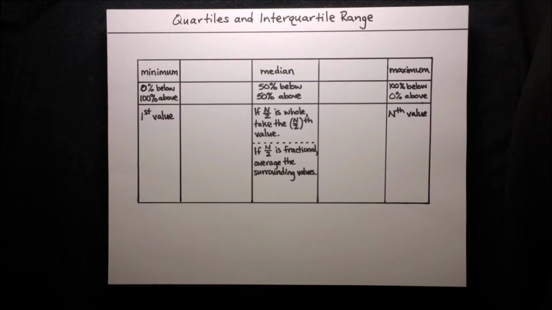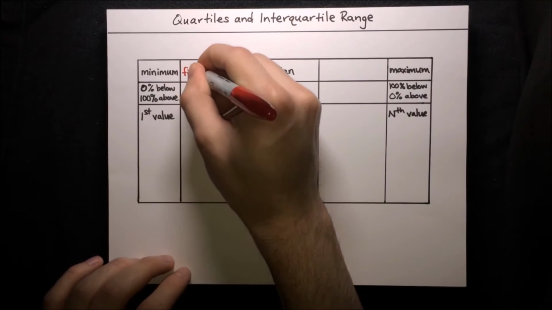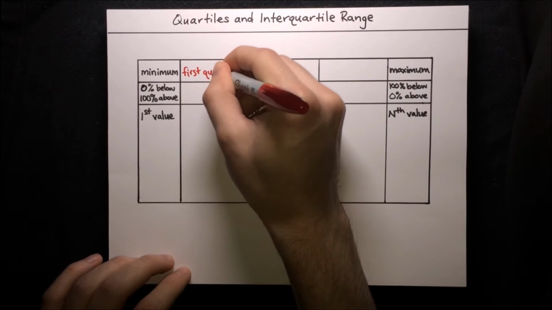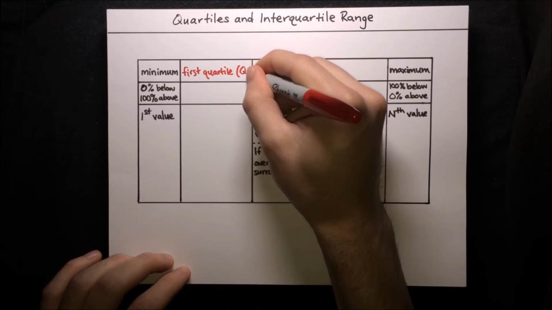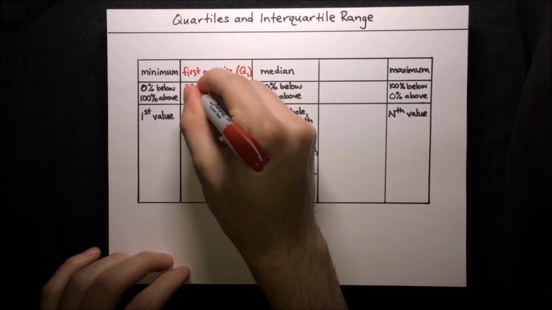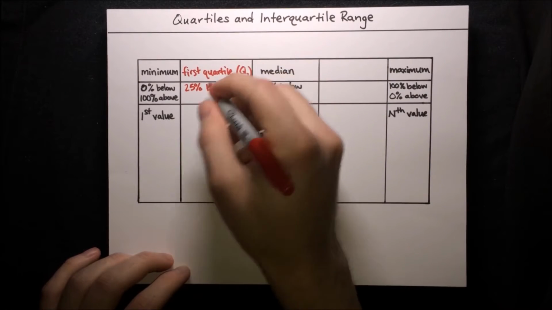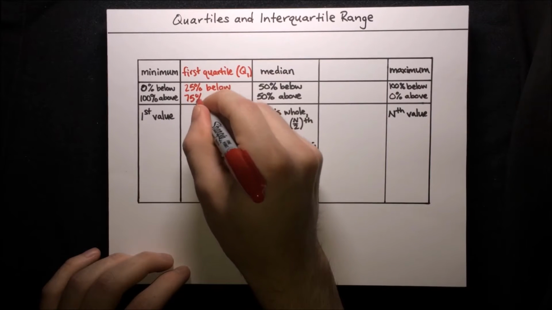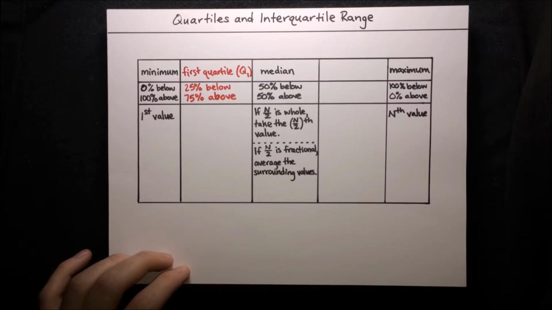Alright, now we're ready to introduce quartiles. We'll start with the first quartile, which is also denoted as Q1. The first quartile is the value such that 25% of the remaining values are below and the other 75% of remaining values are above. So really, the first quartile just splits the dataset at a fourth of the dataset, or a quarter of a dataset.